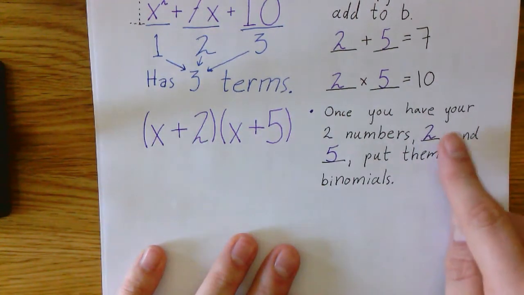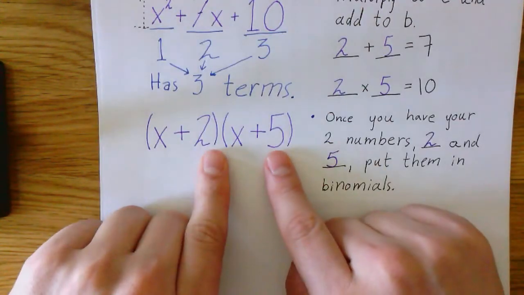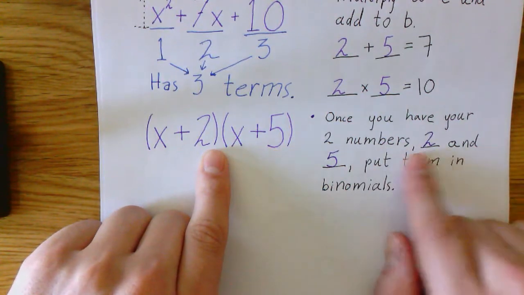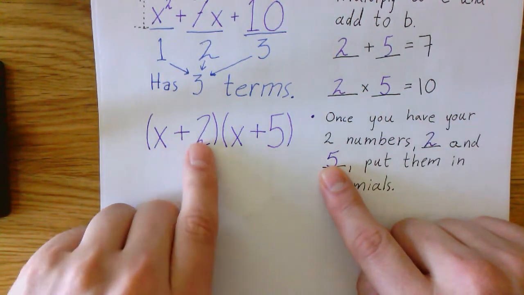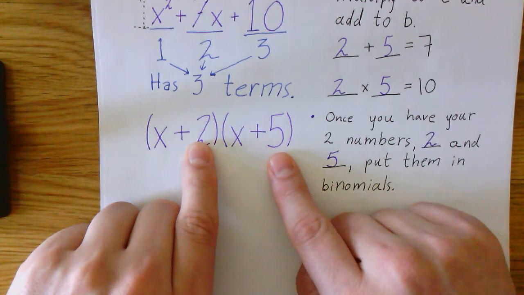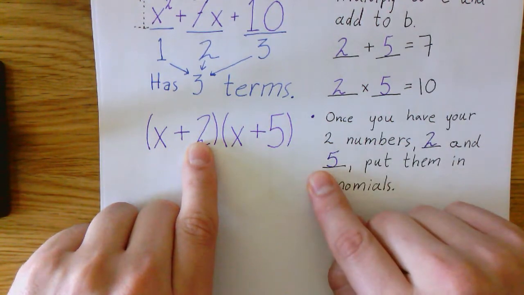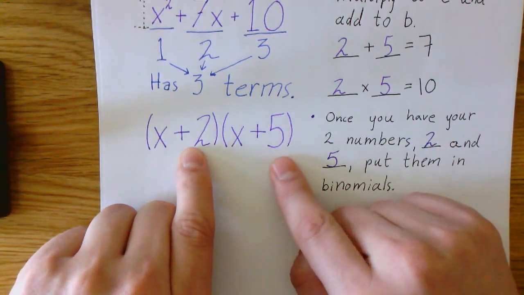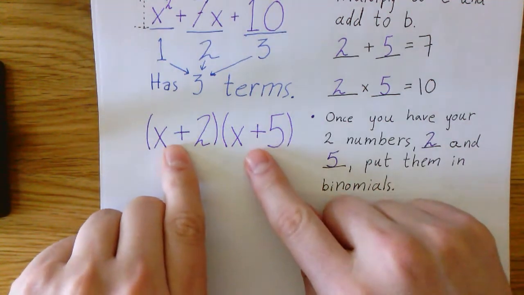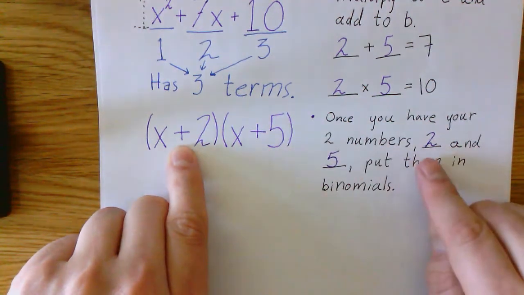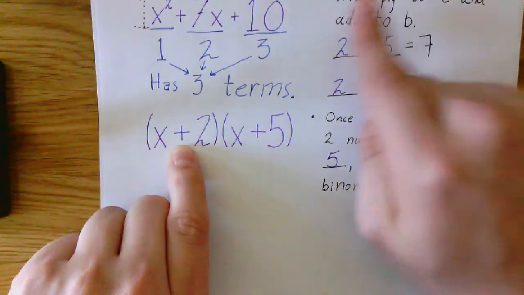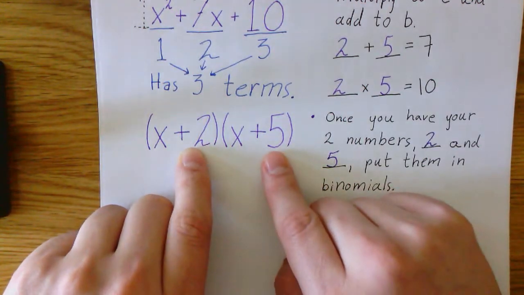So we take our two numbers, 2 and 5, and put them in their own binomials. Because it's positive 2 and positive 5, we put plus 2 and plus 5. Let's say it were negative 2 and positive 5, we would put minus 2 and plus 5. The plus or minus in your binomial is determined by the sign of your two numbers that we figured out up here. Put those in your parentheses.